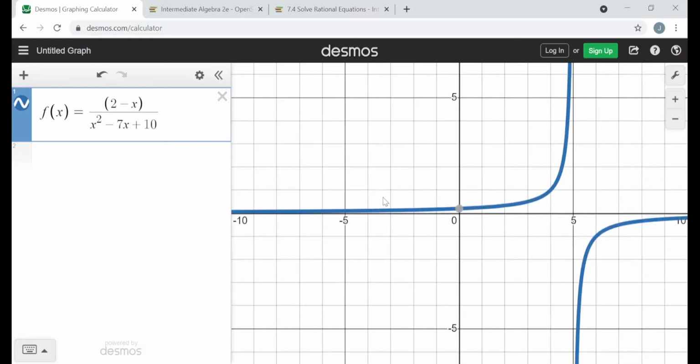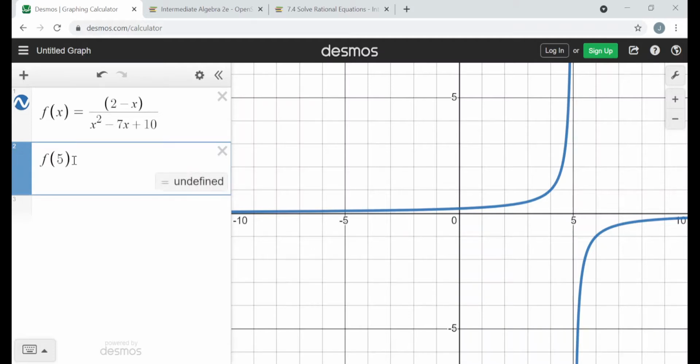You're seeing the blue graph pop up, all these ordered pairs that belong to this function. And as I was mentioning, f of 5 is undefined. f of 2 is undefined. So 5 and 2 don't belong to the domain.